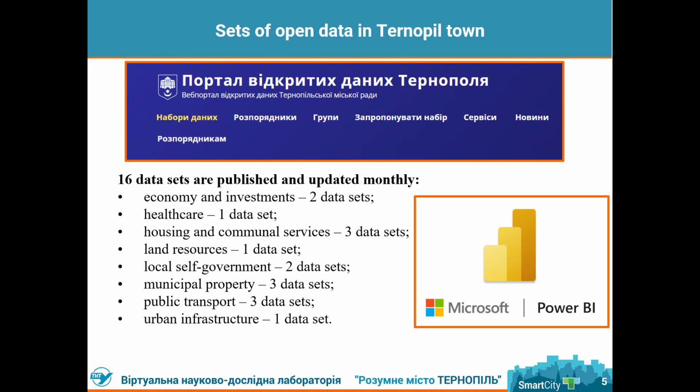Economy and investments, 2 data sets. Healthcare, 1 data set. Housing and communal services, 3 data sets. Land resources, 1 data set. Local self-government, 2 data sets. Municipal property, 3 data sets. Public transport, 3 data sets. Urban infrastructure, 1 data set.